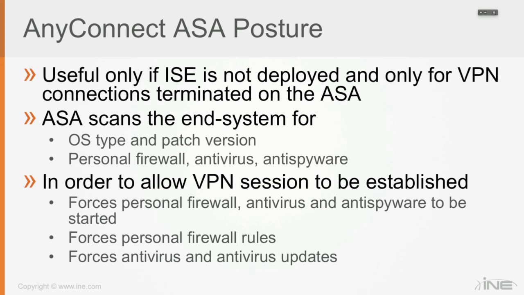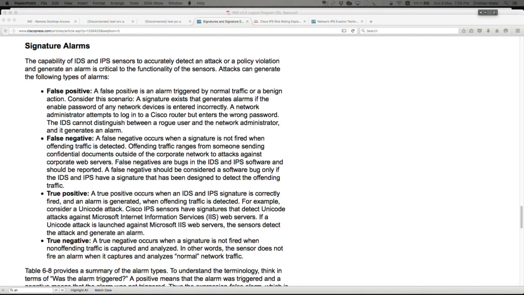And of course also the ASA, if you have that ASA posture module installed on the client, it can actually force the personal firewall to be started, or antivirus or anti-spyware to be started, because maybe those services were stopped accidentally by the user or on purpose by any malware installed on the system. You can also force personal firewall rules or antivirus and anti-spyware updates. So it can also force antivirus updates to happen.